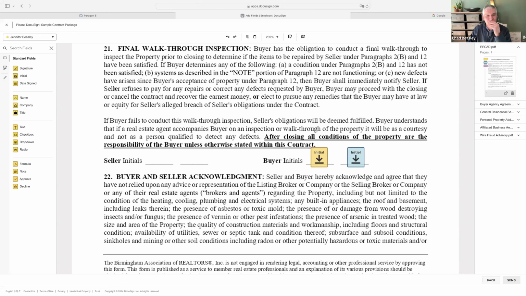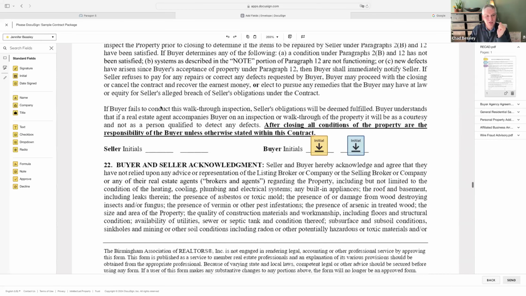Or new defects have arisen since buyer's acceptance of the property under paragraph 12, then the buyer shall immediately notify the seller. If the seller refuses to pay for any repairs or correct any defects requested by the buyer, the buyer may proceed with the closing or cancel the contract and recover earnest money, or elect to pursue remedies that the buyer may have at law or equity for seller's alleged breach of seller's obligations under the contract.